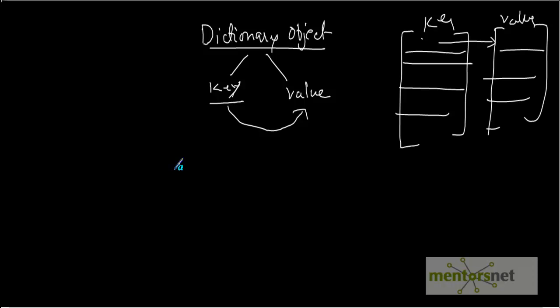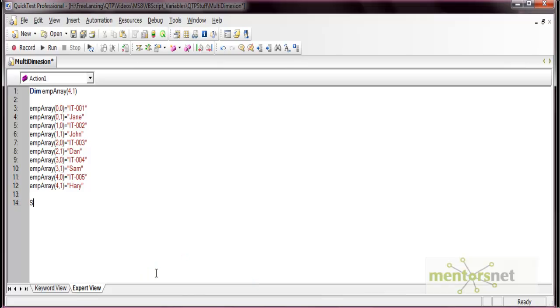So how to use a dictionary object? Let's see that. You have to create an object using Set, let's say dictEmployee, using the CreateObject method, and the library is Scripting.Dictionary. Now in this dictionary you can add as much information as you want. Add: the first thing is, let's say, emp ID, and the second is your value, emp name.